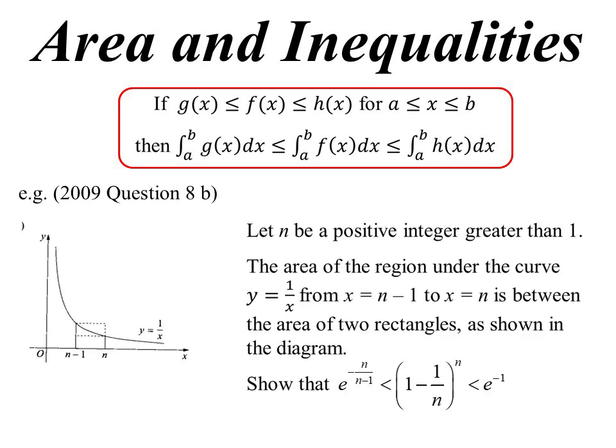This one comes from the 2009 paper. So n is a positive integer greater than 1. The area of the region under the curve y equals 1 on x from n minus 1 to n, and then they've given us the two rectangles to give us that idea of, hang on, we can say the area of this big rectangle is bigger than the area under the curve, which is bigger than the area of that smaller rectangle. We're going to use that idea to show this inequality.